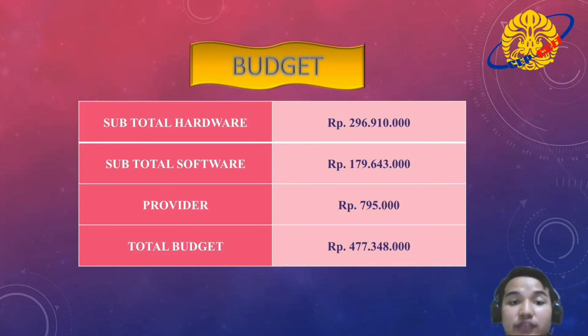After all of that, it is time to know how much budget is needed. For the hardware, it costs about 296,910,000 rupiah. For software, 179,643,000 rupiah, and 795,000 rupiah for the provider. So the total budget is 477,348,000 rupiah.